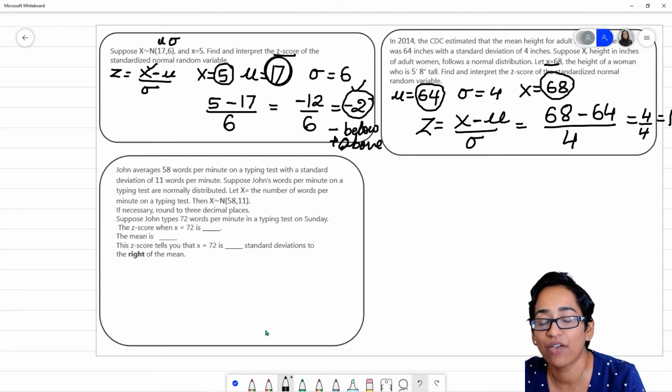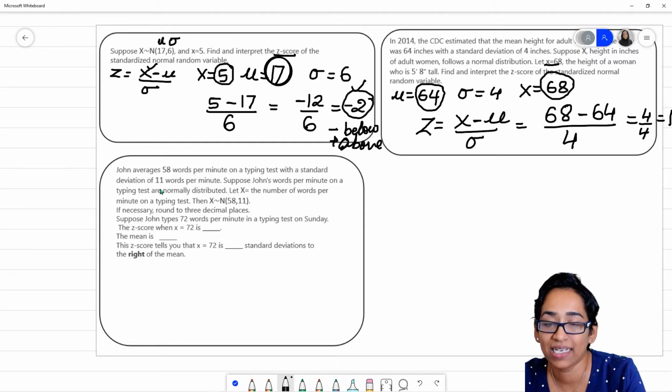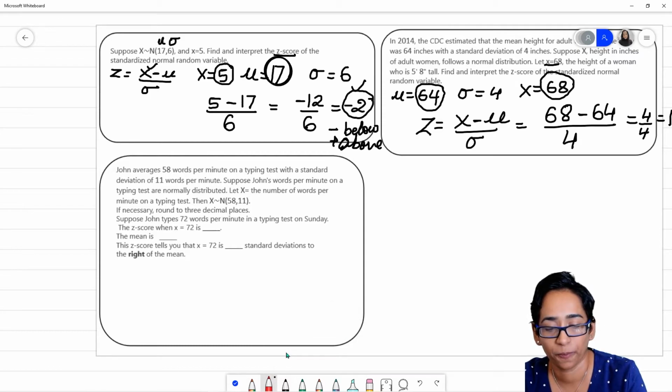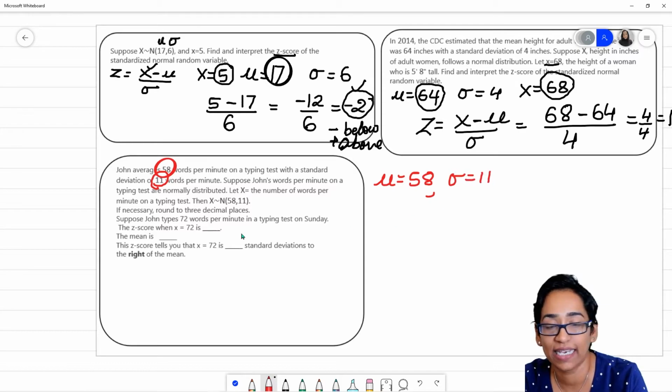All right, so John averages 58 words per minute on a typing test with a standard deviation of 11 words per minute. As soon as I see something, I write it down. I'm going to take a red pen. Okay, so my average is 58 and the standard deviation is 11. I'm going to write that down: average is 58 and standard deviation is 11.